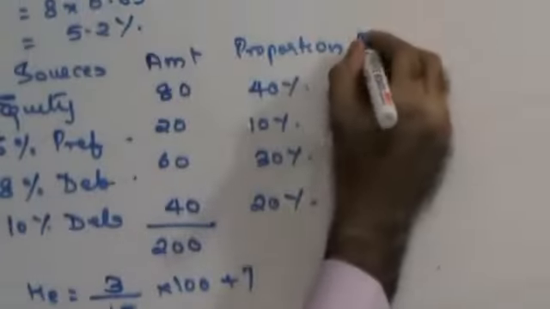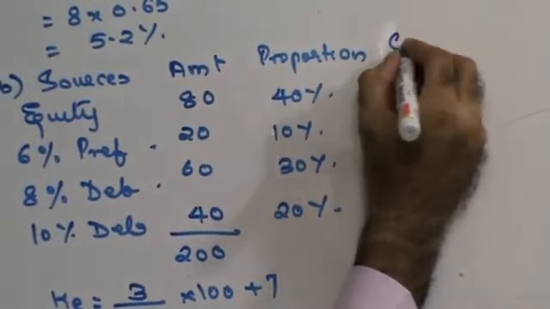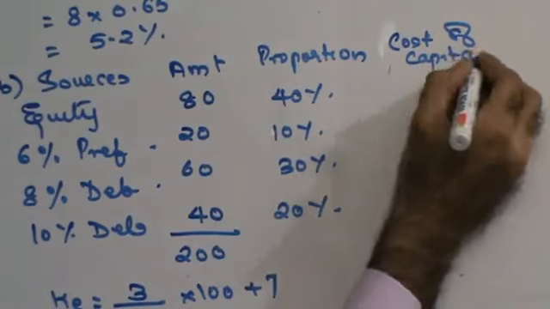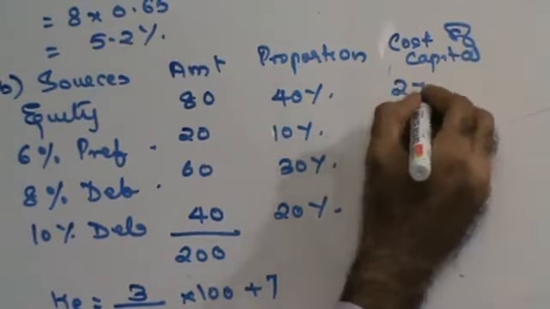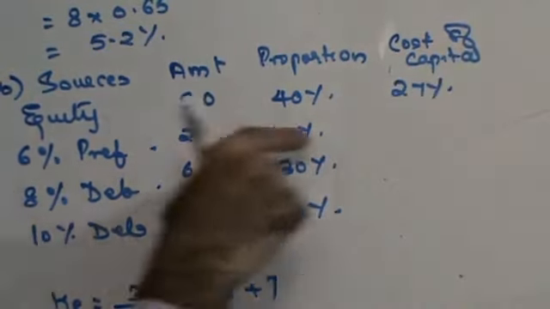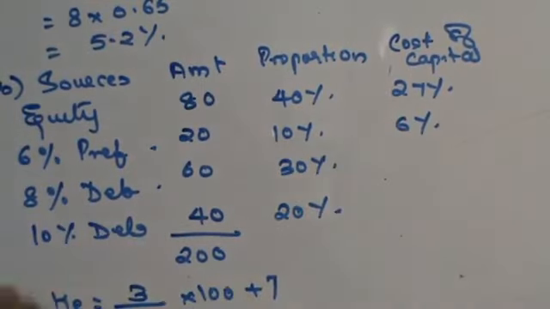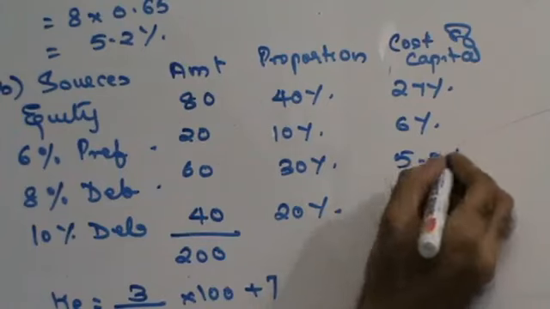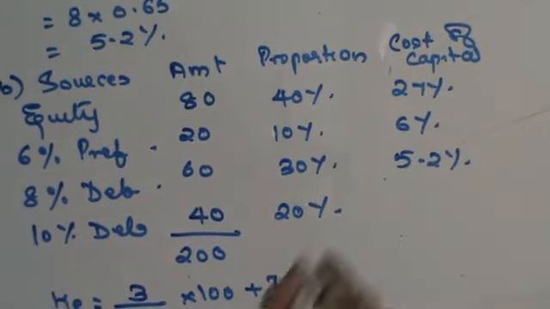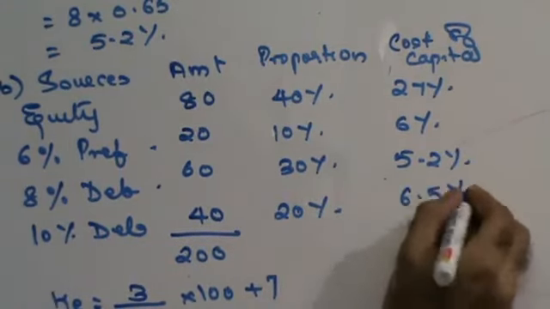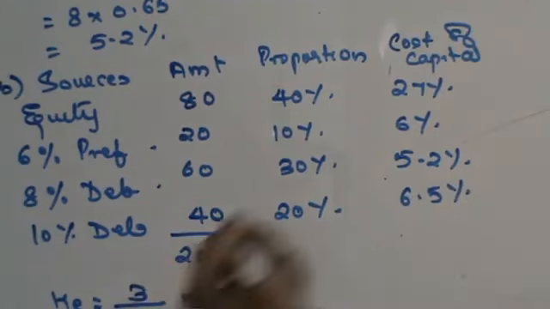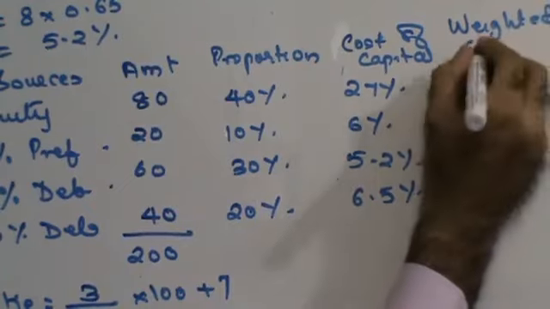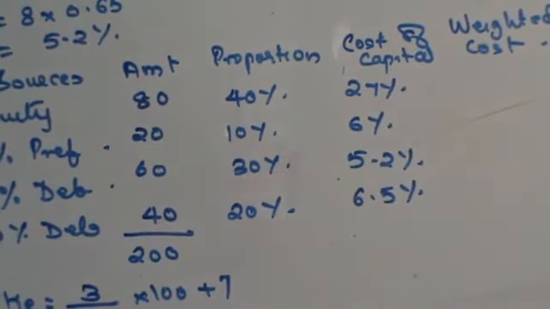So now let's find out the cost of capital. Equity is 27%. Preference shares, I told you, write this figure here as it is. 8% debentures we already calculated is 5.2%. For 10% debentures it is 6.5%. Now weighted cost. Right? How do I get weighted cost?